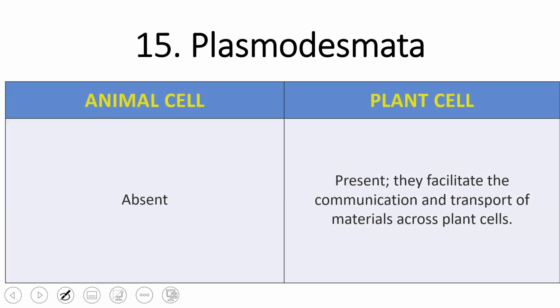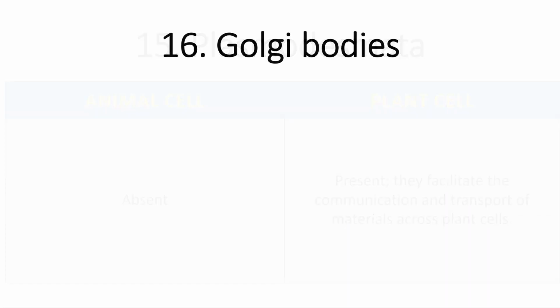Then we have another difference in the plasmodesmata. Plasmodesmata are junction connections between two neighboring cells. They are absent in animal cells and present in plant cells, and they facilitate communication and transportation of material across plant cells, between two different cells.